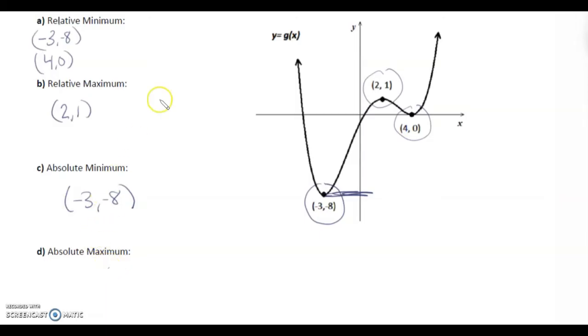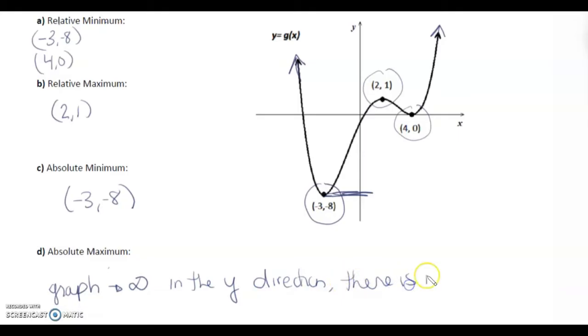And then the absolute maximum. This is a little bit different because the maximums here would be going to infinity. So since the graph approaches infinity in the y direction, there is no absolute max. And again, think of it as you can never actually reach infinity, so that max is just continuing. So when you think it's within reach, it's like psych, and it's out of reach again, because it's infinity.